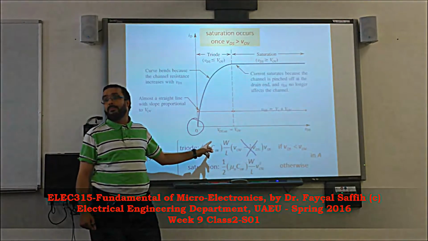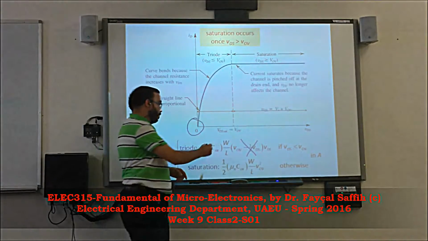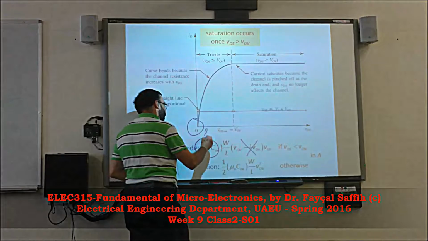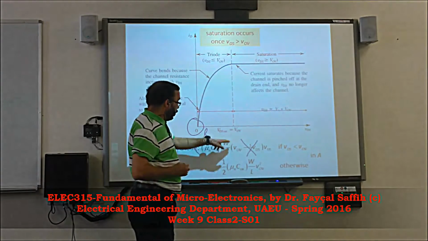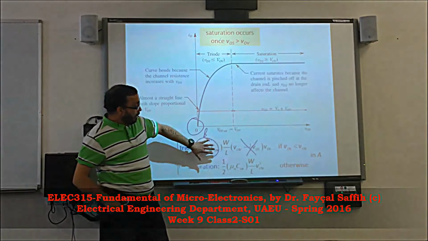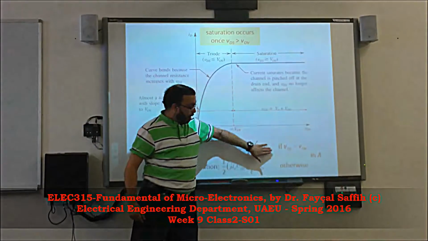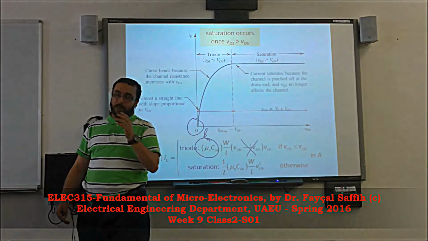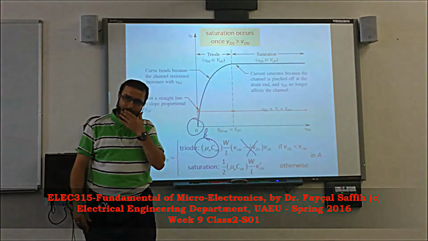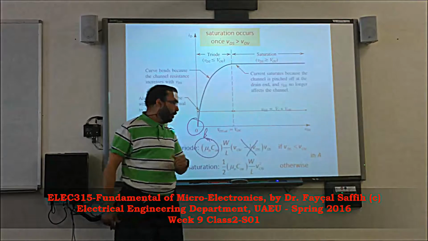Kn or Kn prime? This term? Kn, exactly. And when you multiply Kn with W over L, you get Kn prime. Fine. Then multiply the overdrive times VDS. And that's exactly the same equation that we studied at the very beginning of the MOSFET. So everything is consistent. That's number 1.